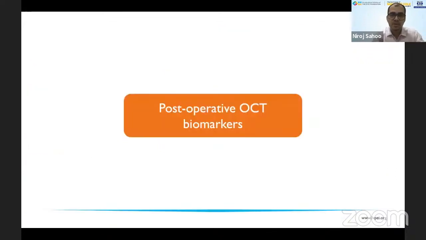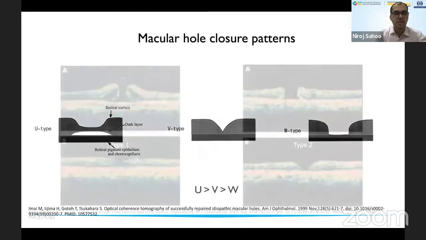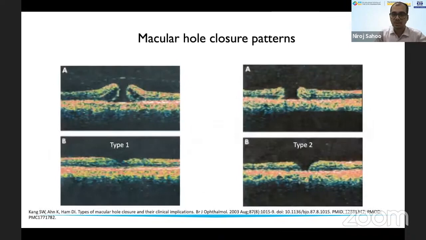Quickly moving on to the postoperative OCT biomarkers, we already know the types of macular hole closure, the U, V, and W type, U being very nicely associated with good visual outcomes. The type 1 and type 2 closures also have very nice visual outcomes.